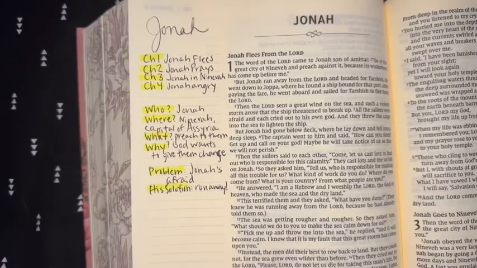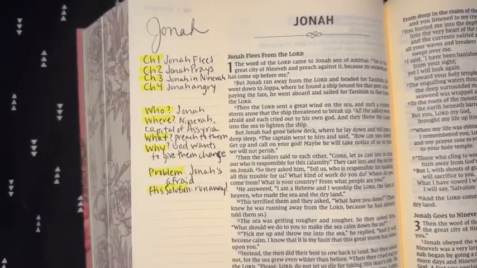Then the sailors said to each other, "Come, let us cast lots to find out who's responsible for this calamity." They cast lots, and the lot fell on Jonah. So they asked him, "Tell us, who is responsible for making all this trouble for us? What kind of work do you do? Where do you come from? What is your country? From what people are you?"